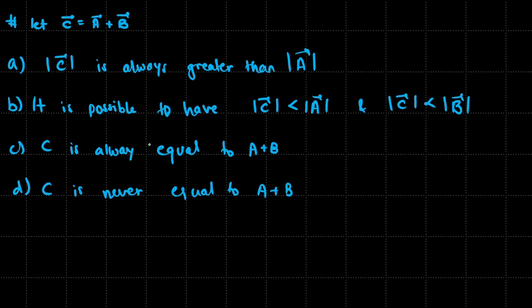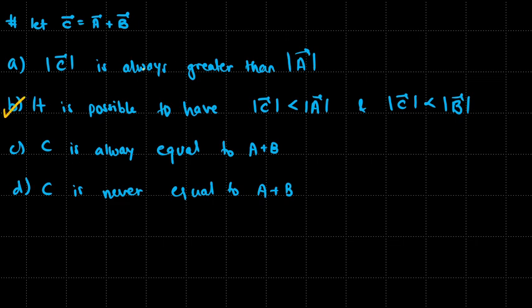And option C is that c is always equal to a plus b, which is not true. C is equal to a plus b only when it is the maximum case, or only when a and b are in the same direction. And D is also not true, since c is equal to a plus b when it is the maximum condition, or the angle between vector a and vector b is 0 degrees. So let's look at each of the cases and just try to prove it or disprove it.